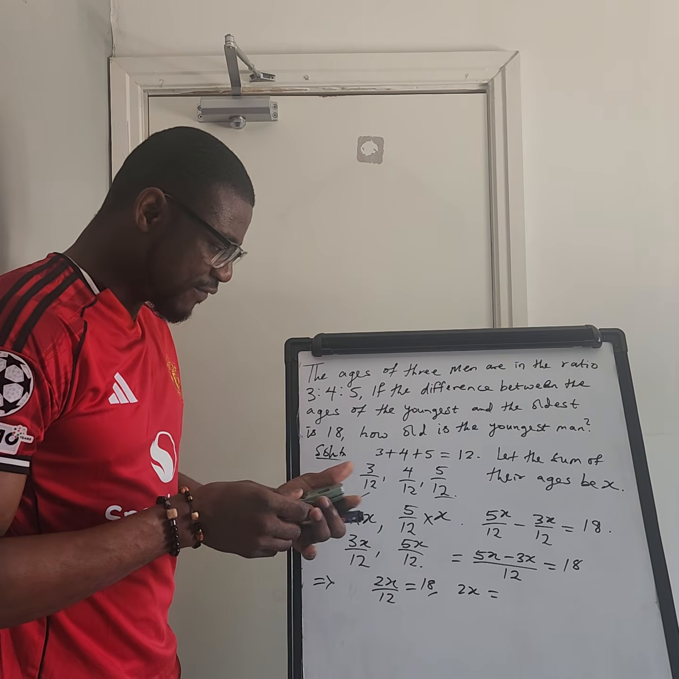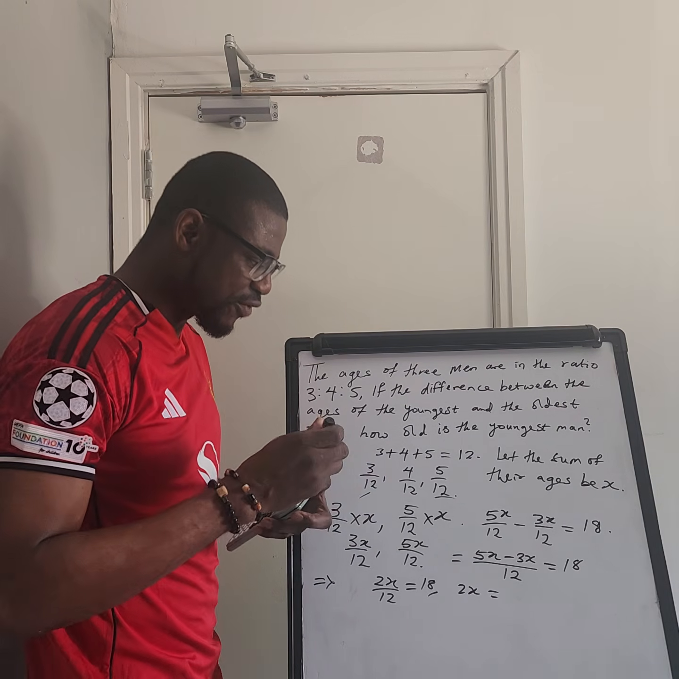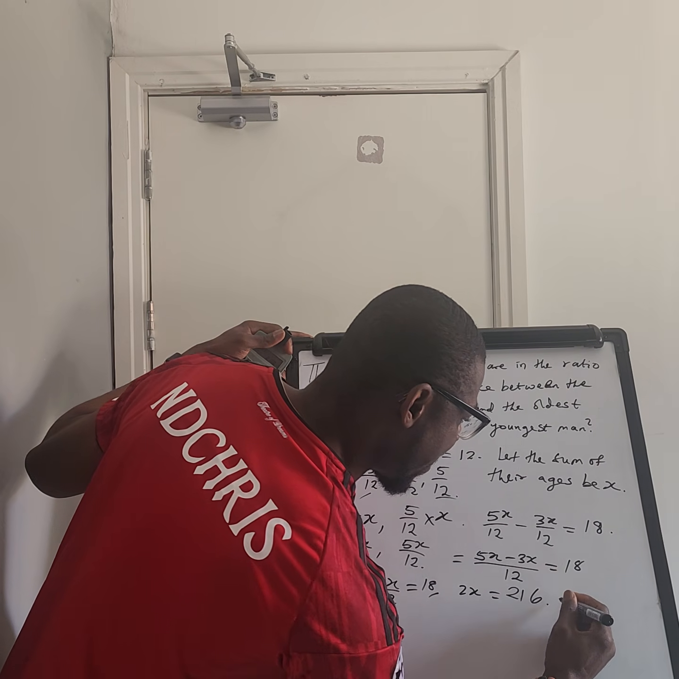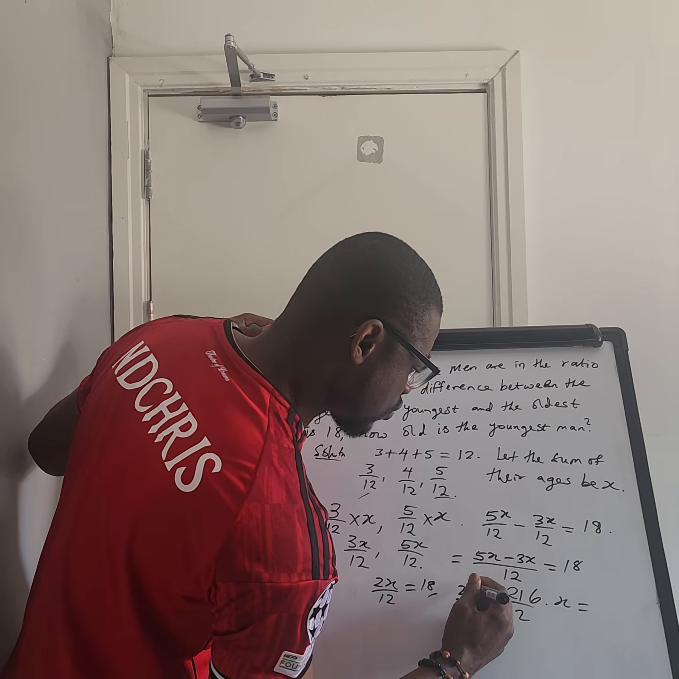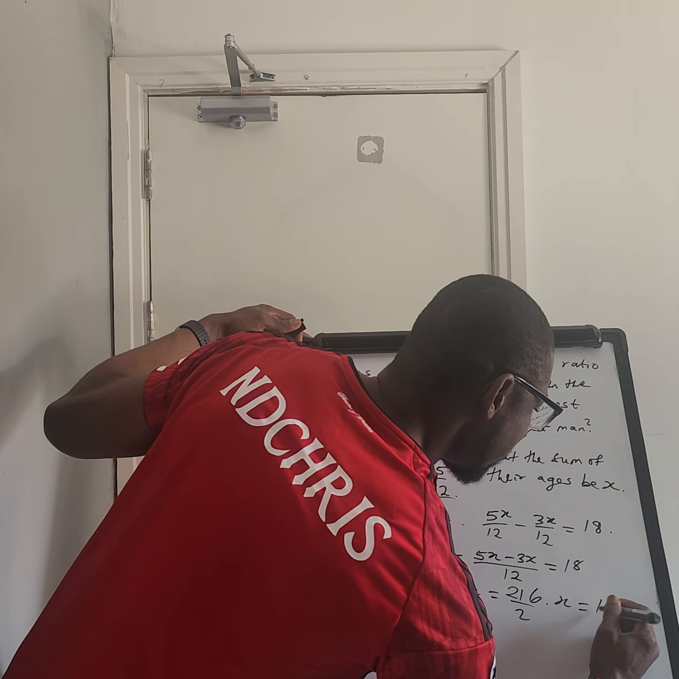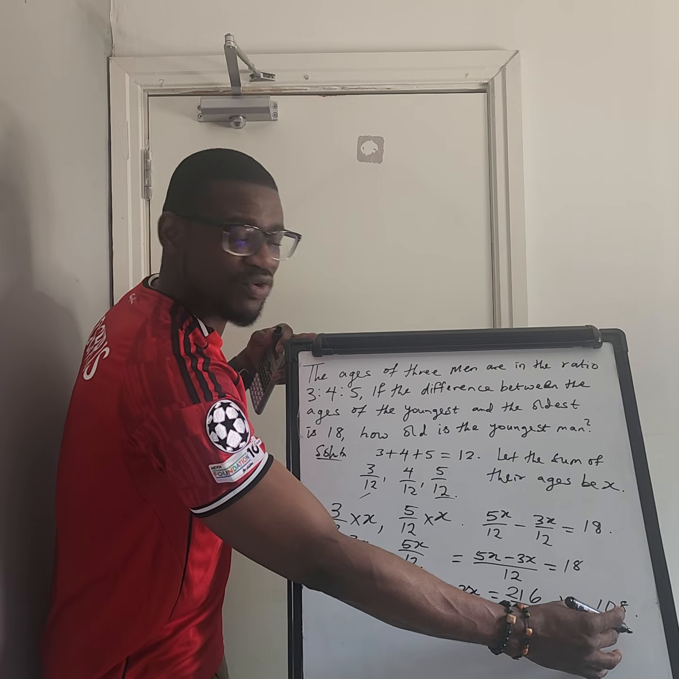We are going to have 12 multiplied by 18. And that will give us 216. Therefore, our x equals, divide both sides by 2, so we are left with 108. So the sum of their ages is 108.